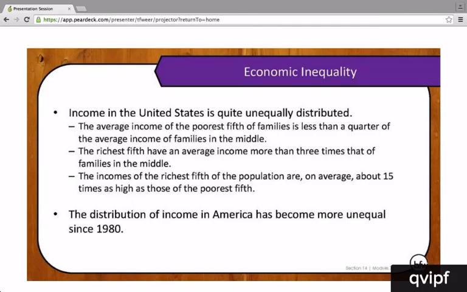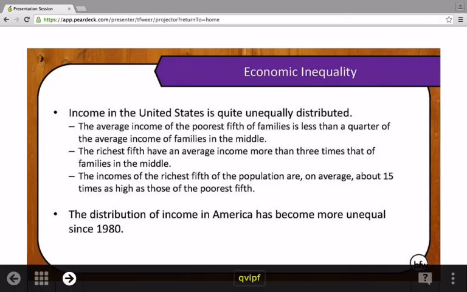Now, income was much more equally distributed in the 1940s after World War II, in the 50s and 60s and 70s, but since 1980, we have seen rising inequality continuously in the United States. And the distribution of income in America has become much more unequal since 1980, to the point where in 2016 it has now become a major political issue in the current presidential campaign.